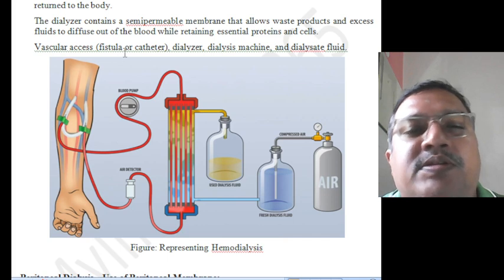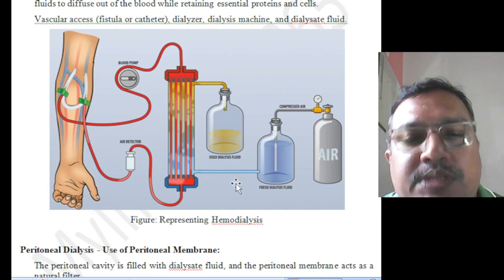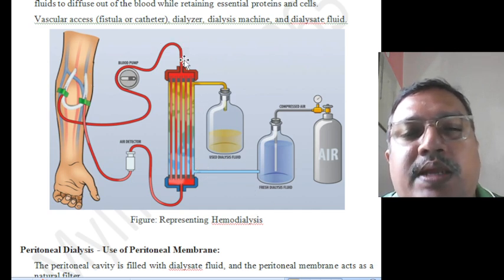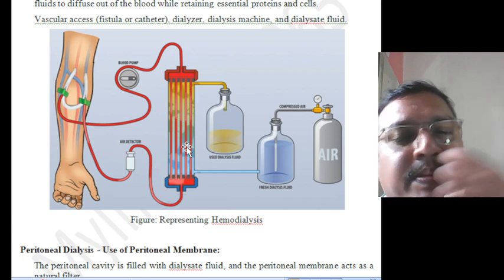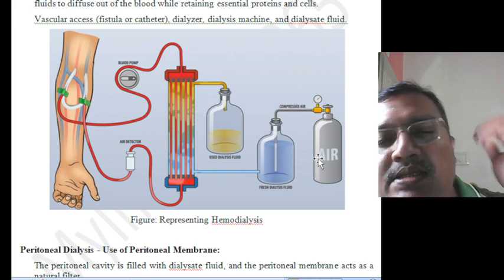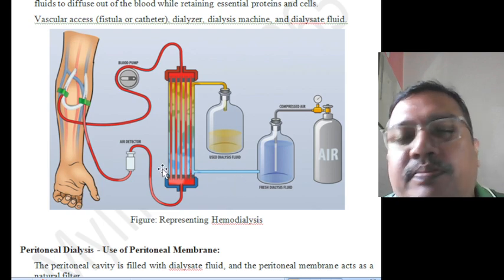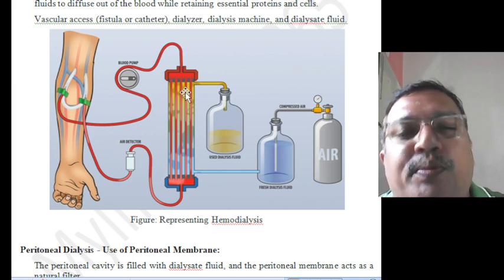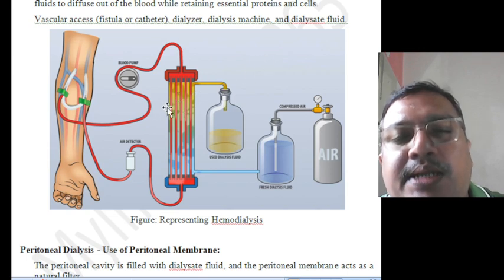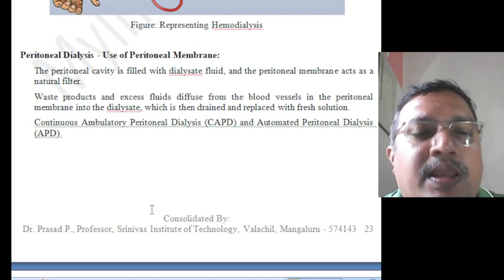The fistula or catheter, the dialysis machine, the dialysate fluid, these are all the terms used in that. Here we can see the blood is taken through different tubes, connected to a semi-permeable membrane, and the fresh dialysis fluid connected there absorbs the impurities from the blood. It is collected and taken away as used dialysis fluid.